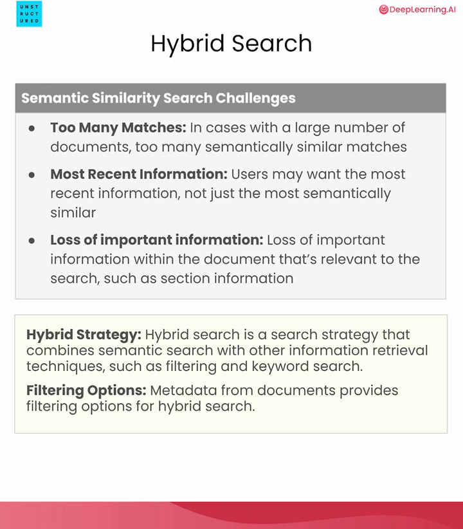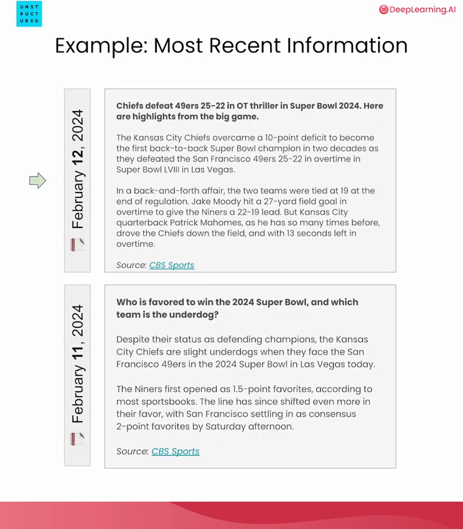Or if you want to limit your results to more recent information, you can structure your query so that you only return documents after a particular date. The first document here shows the results of the Super Bowl on February 12th, whereas the second document is an article about who's favored to win the Super Bowl on February 11th. If you were to conduct a similarity search on these two documents, if you were to say, tell me the most recent information about the Super Bowl, you would get both of these documents potentially back.